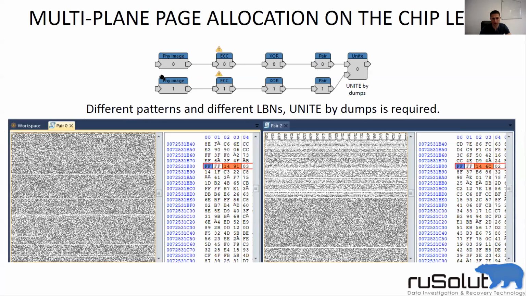And that's another case. The same situation, right? You have 2 physical images and all transformations are the same. You open these pair elements and you check these patterns. Here you see more noisy patterns, and here you see more whitish patterns. And you see the LBNs are different. So that means the data was first written here and then in here. And in that case, you unite this and that element by dumps. That means it will just connect like a JBOD.